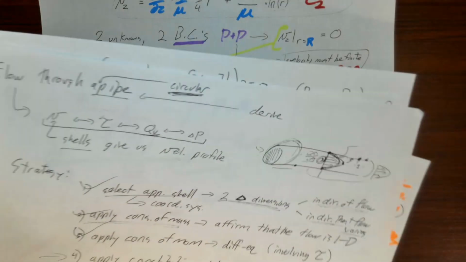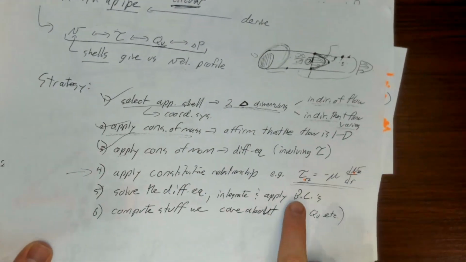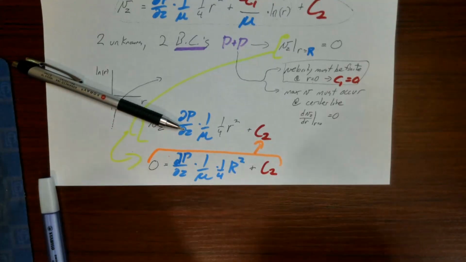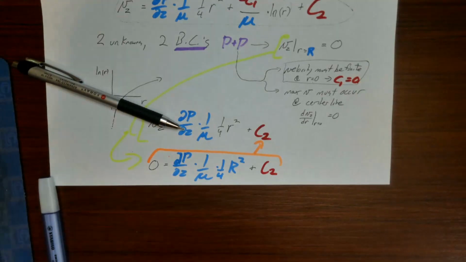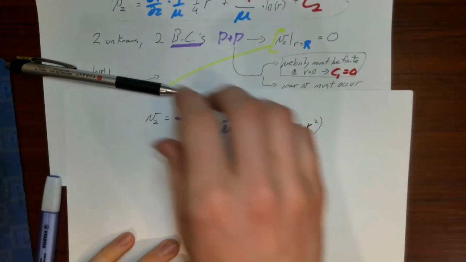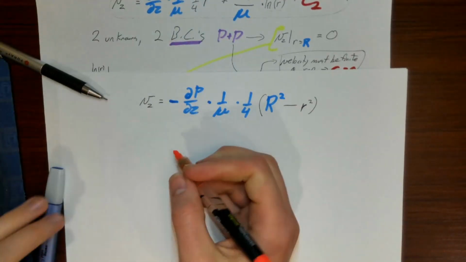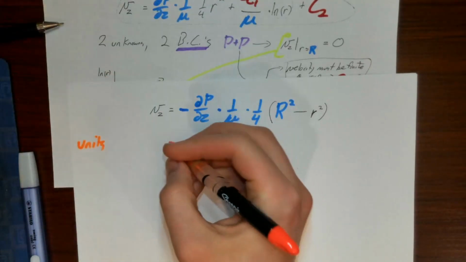So I would say we successfully solved the differential equation, integrated and applied boundary conditions. So what's our next step? Well, our next step is to do a couple of sanity checks on this result. One check that we like to do is units, just to make sure that we got everything.